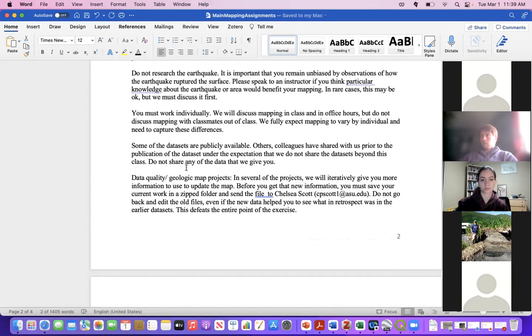Some of the data sets that you've received are publicly available. So this includes georeferenced Google Earth imagery. But other data sets are shared with us by colleagues. These data sets haven't been published. And so it's really important that you do not share this data outside of the class.